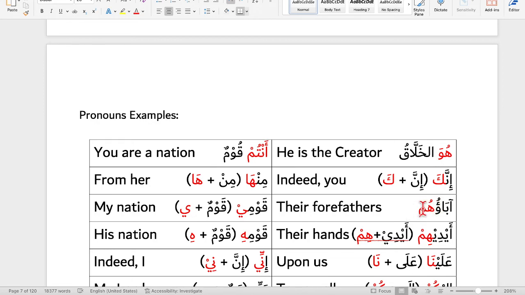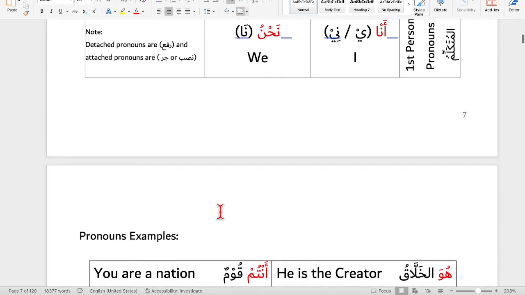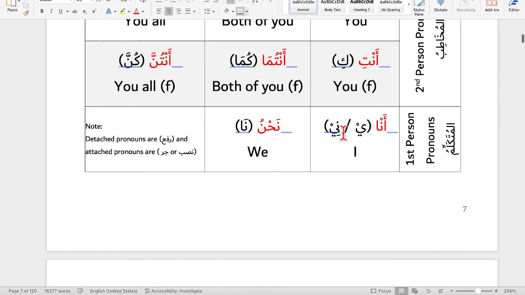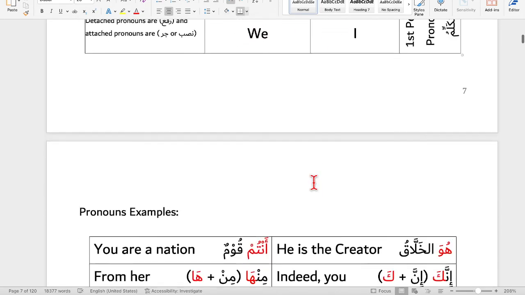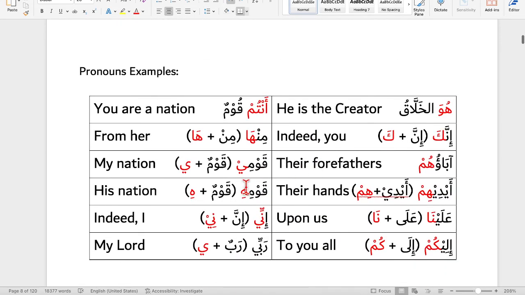This comes as attached. Kaumi, kaumun again means a nation, so with the ya pronoun attached. This comes from I, so kaumi becomes my nation, like you see ya or ni. This is the detached form ana. Its attached pronoun will come as ya or ni, so here it has come as ya. So kaumi means my nation.